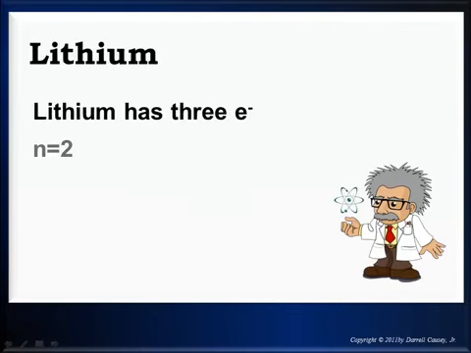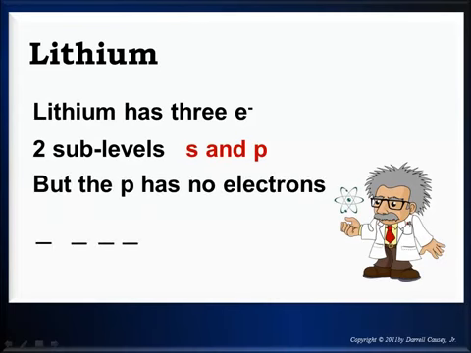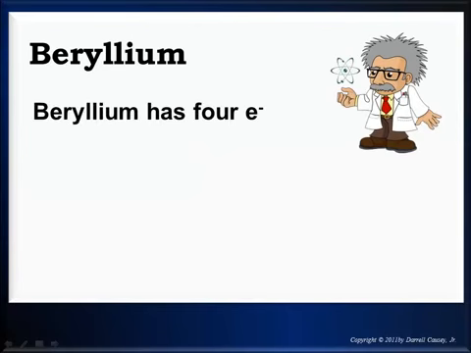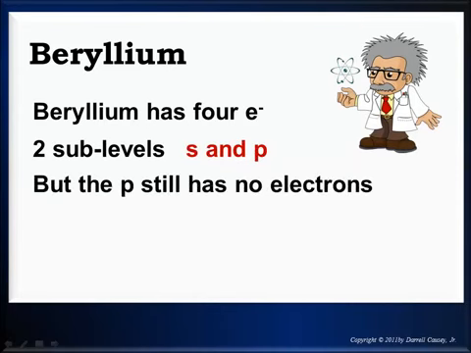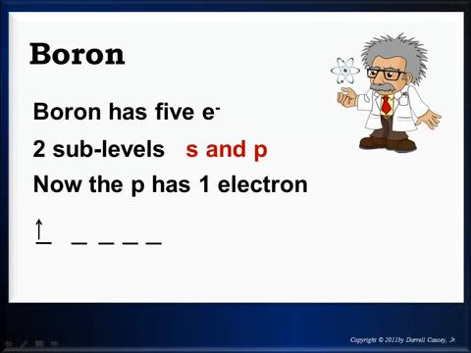Let's do lithium. Lithium now has 2 energy levels, 2 sublevels in the second energy level, S and P. But P has no electrons yet, and we'll put our orbitals in. There's the first energy level and the second energy level. Now let's distribute the electrons. 1, 2, 3. Pretty cool. Beryllium has 4 electrons, and like lithium, 2 sublevels, S and P, in the second energy level. But the P still has no electrons. So put in our sublevels. And there's the orbital notation for beryllium. All right, now boron. Now the P has 1 electron, and there's boron. And we keep distributing them as we go through the electrons.